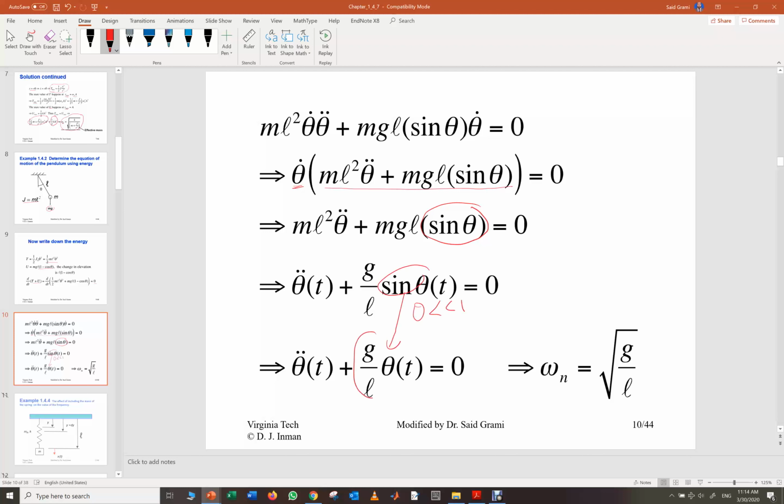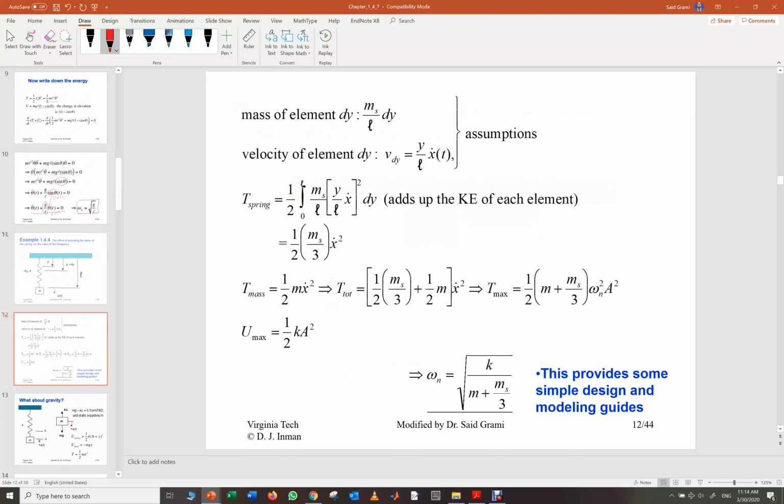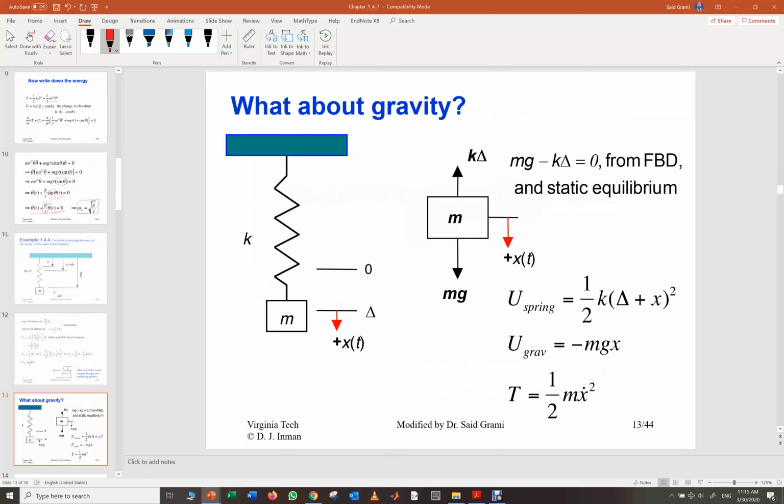So g over l is omega n square. So omega n for the pendulum is square root of g over l. This is the natural frequency of the system, and this is the equation of motion of the system. Here we are with the assumption that theta is small, so sine theta will be equal to theta. If theta is big, we cannot make this approximation. So this is out of scope of our system. This one also.